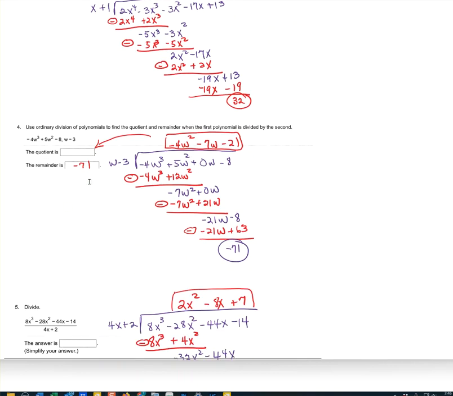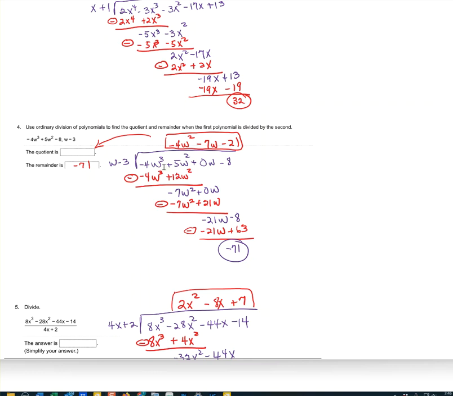This one, same idea. Now it's w's. So it doesn't matter, that's the same. So we'll be w minus 3 into this one. Now we have to take note that there is not a w term. We went from w squared to the constant, so we had to put 0w in to do the problem. Then we do it the same way.